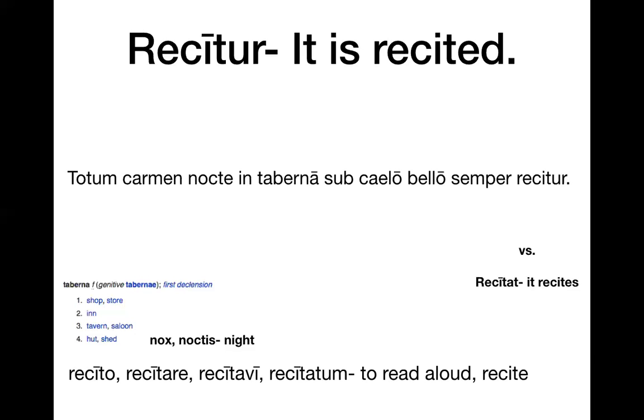Okay, this looks huge, but I'm quite proud of this. This is very poetic. I composed this while the snow was coming down last night. Totem Carmen Nocte in Taberna sub Kylo bello semper recitor. Taberna is shop or tavern. We translate that as tavern here. We also see Nox. Nocte is from Nox Noctis, meaning night.